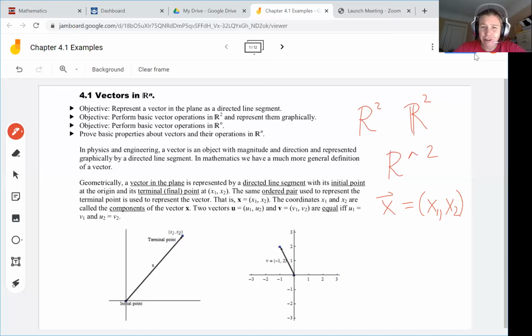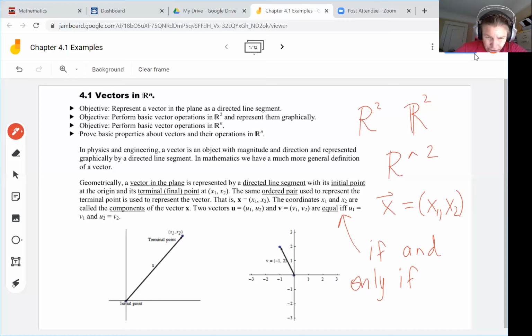And so those 2 vectors are equal if and only if, so this IFF here means if and only if, both conditions have to be true. u1 equals v1, the first components are a match, and u2 equals v2, the second components are a match. So unless your components are exactly the same, our vectors are not equal.